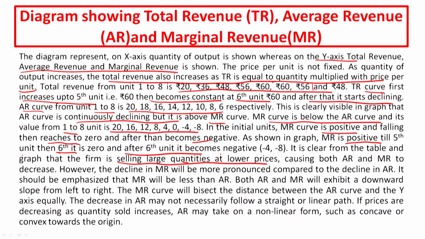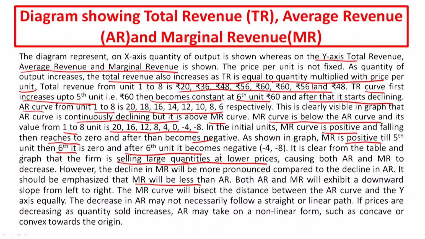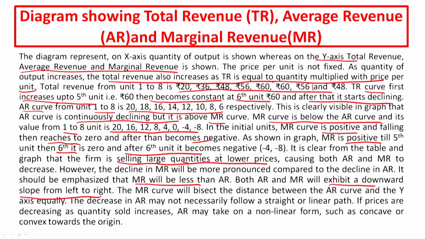Okay, I hope this is making sense to all of you. However, the decline in MR will be compared to the decline in AR, as you are able to see on the screen in the diagram. It must be emphasized that MR will be less than AR. Both AR and MR will exhibit a downward slope from left to right.